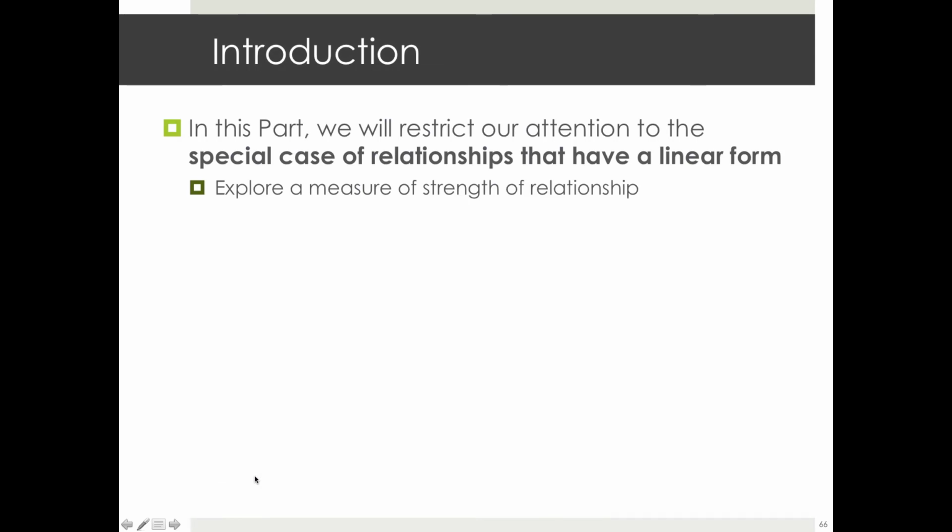In this part of the topic, we're going to be careful. We need to restrict our attention to a very special case of relationships that have a linear form. We saw in the previous video that the form of a relationship might be linear. It could be curvilinear. There could be clusters, but we need to keep in mind here that we're only looking at linear relationships. And what we want to do is explore how to measure the strength of the relationship when we have a linear form.